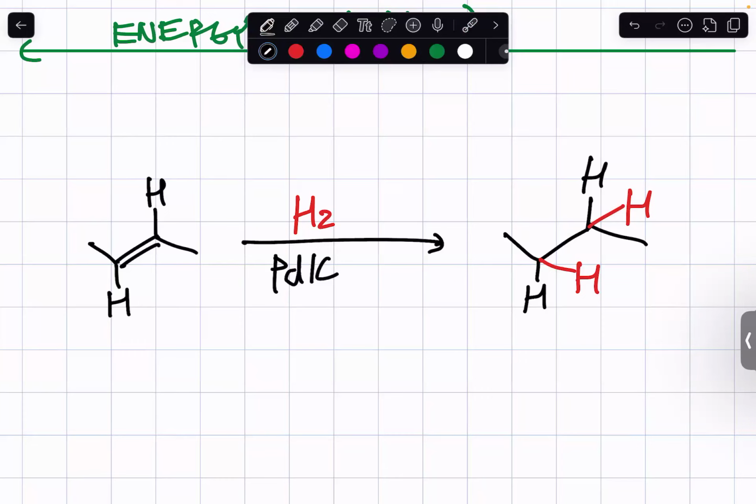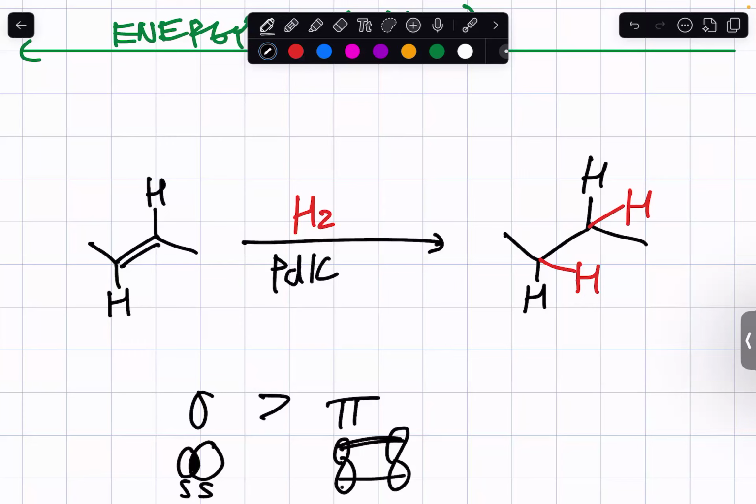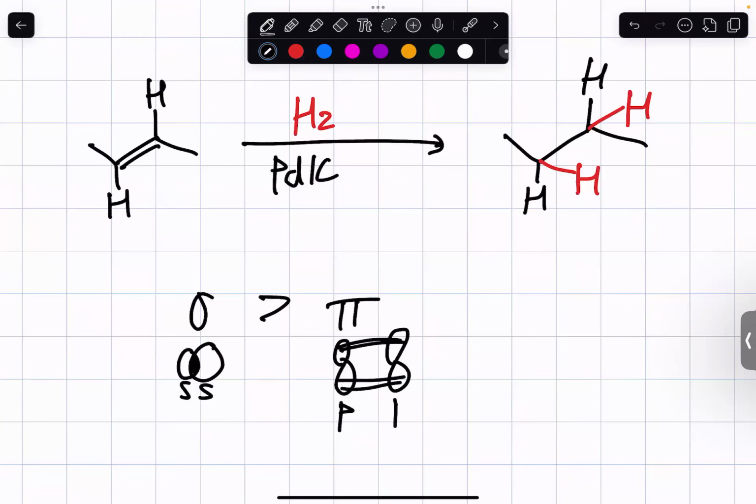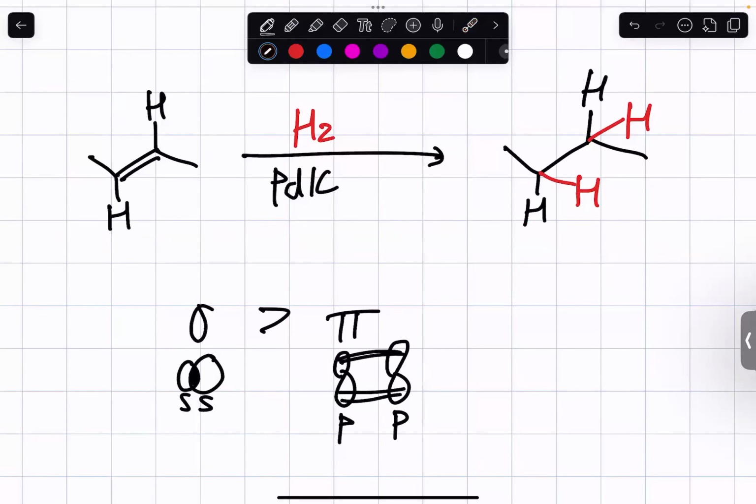You know how we said sigma bonds are stronger than pi bonds. If you think about the overlap between two s orbitals, that overlap is way stronger than the parallel overlap between two p orbitals, right? We see here that when we do this reaction, one pi bond is getting broken, and two sigma bonds are getting formed, right?